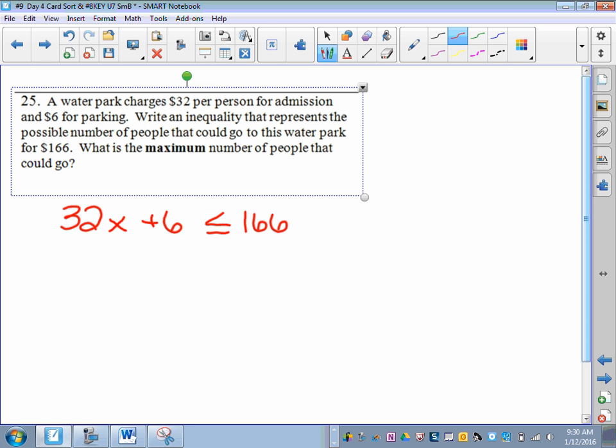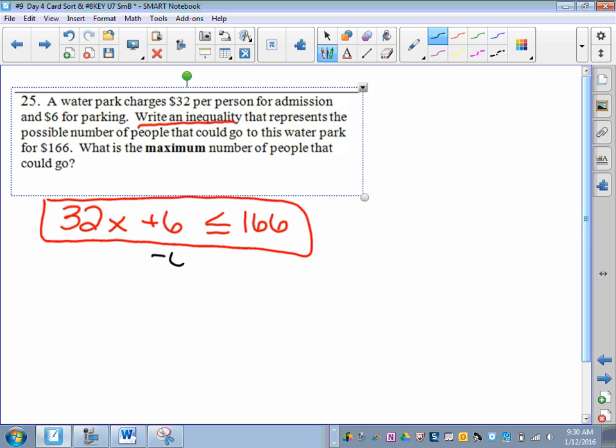All right, so here's my inequality. Notice there are 2 parts. Write an inequality, so that's one step. You're going to get points just for writing your inequality. Then it says, what is the maximum number of people that could go? So now we just solve.